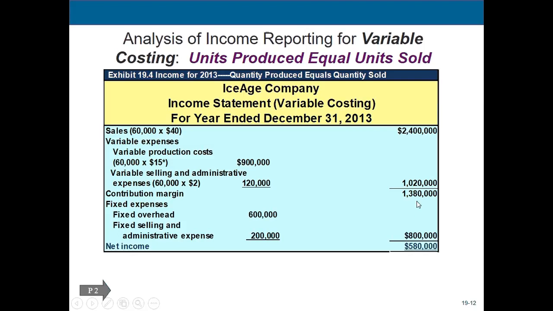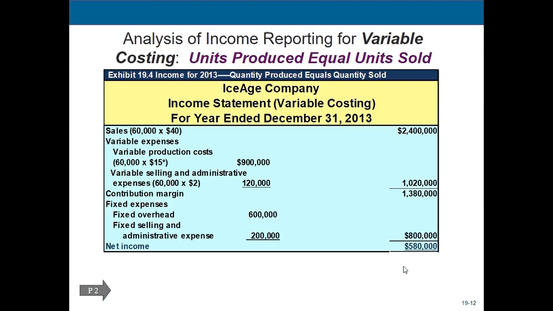Contribution margin here is 1.38 million. We take away our fixed overhead. We take away our fixed selling and admin expenses. That's 800,000. And look at that, just what I told you. Net income was going to be 580,000 under variable costing.